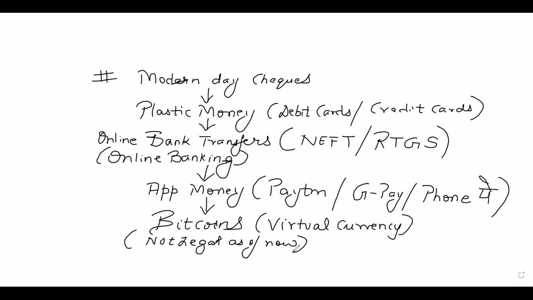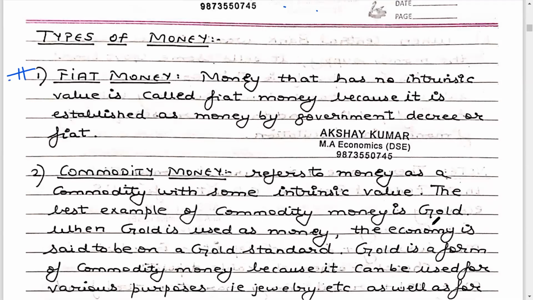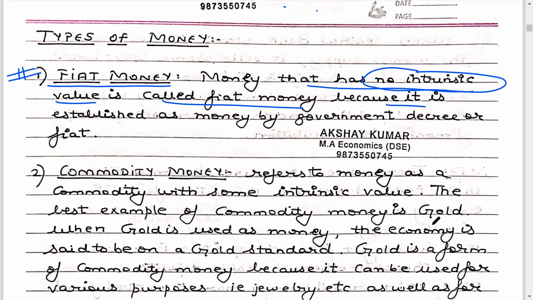Okay, so if I quickly come back to the lecture note, now quickly discussing with all students the types of money. So fiat money, money that has no intrinsic value, is called fiat money because it is established as money by government decree or fiat or law.